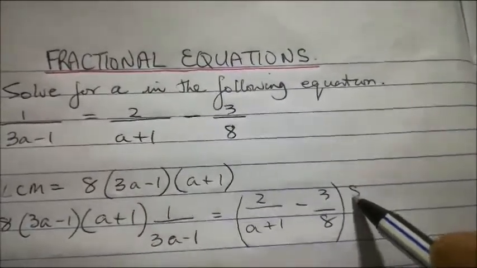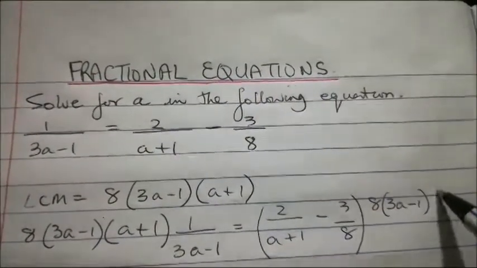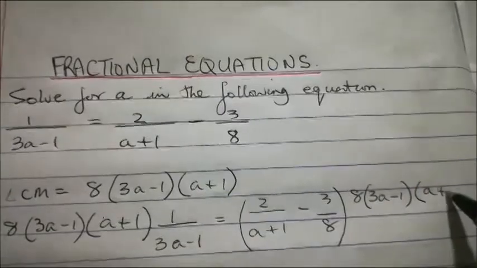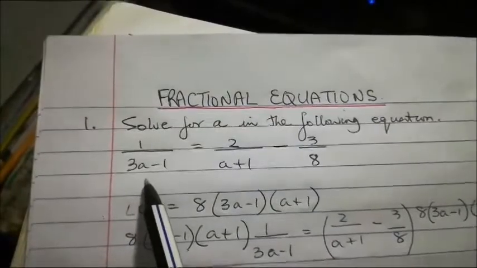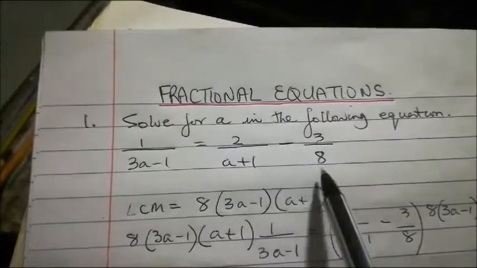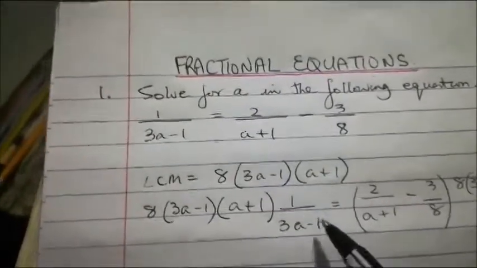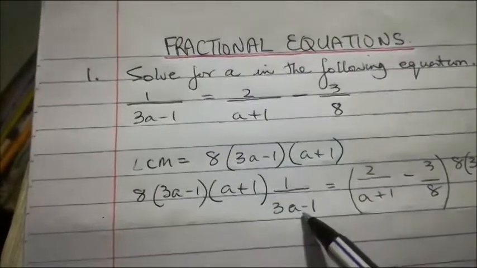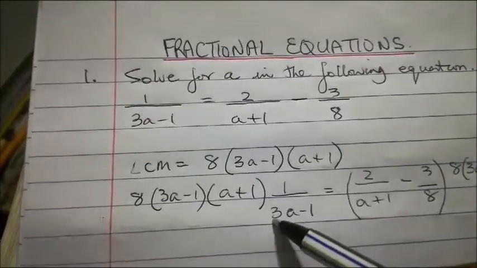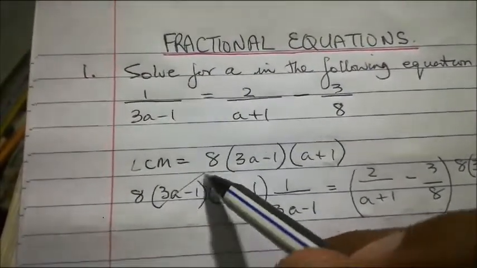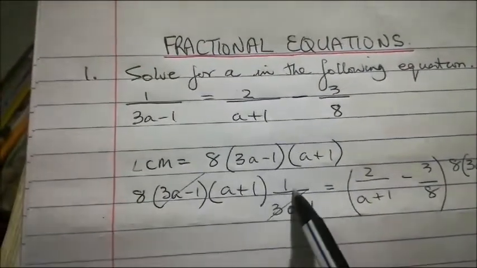So we're going to have 8 into 3a minus 1 again times a plus 1. And the reason why we do this is because we want to actually remove these denominators, and you'll see why when I'm working it out, right? Now let's go to the left hand side now. Remember, we're multiplying this by the LCM, right? So right away we can get some cancellations here. We can cancel this with this so far, and we're now left with 8 times this times 1.